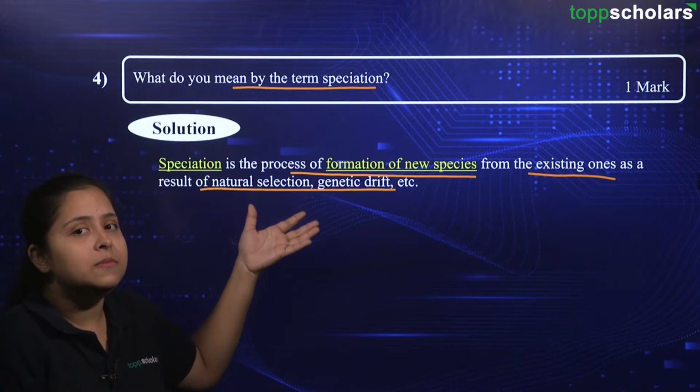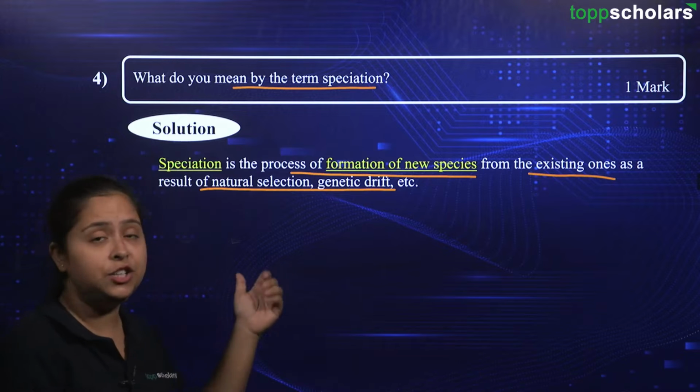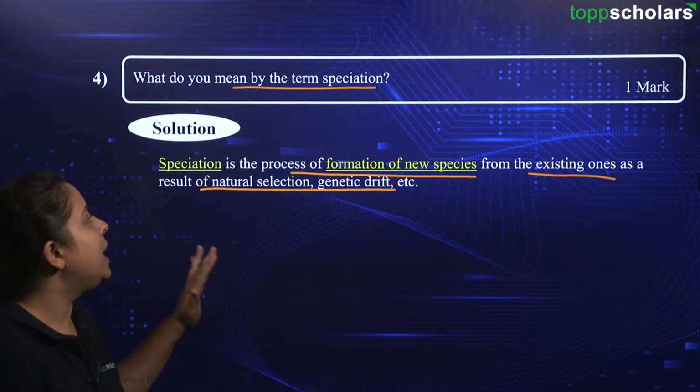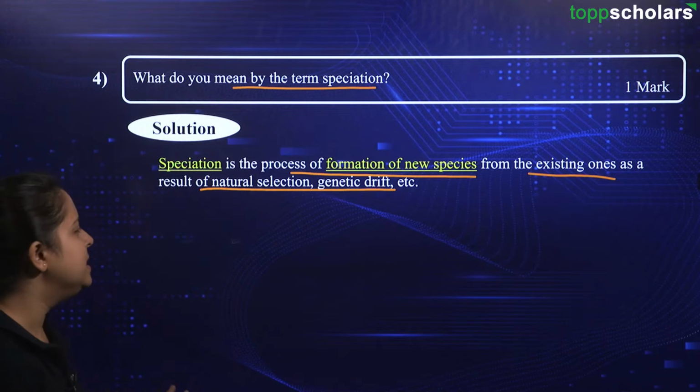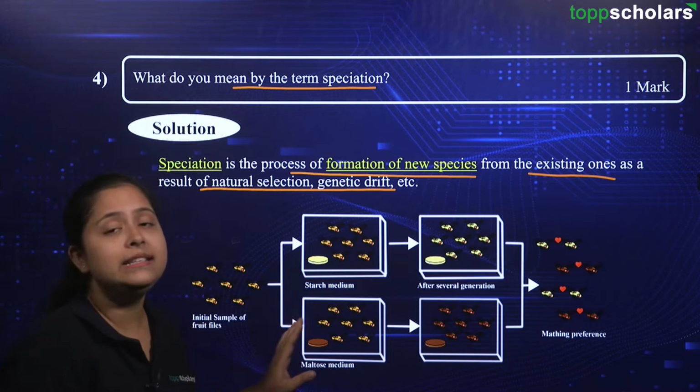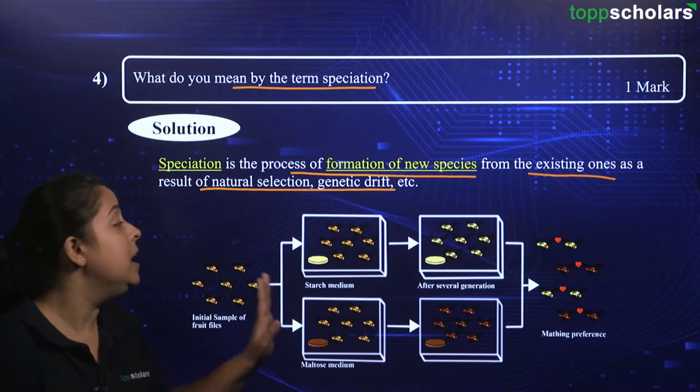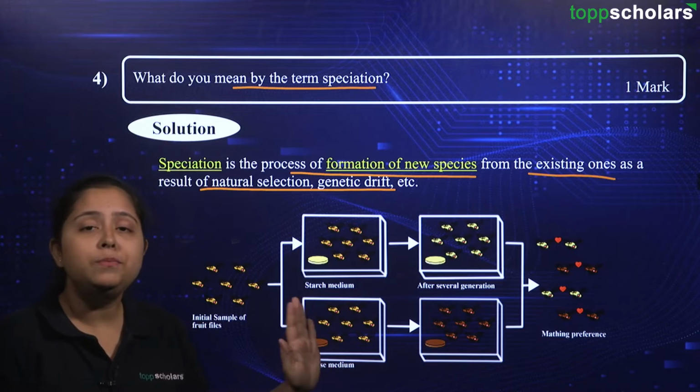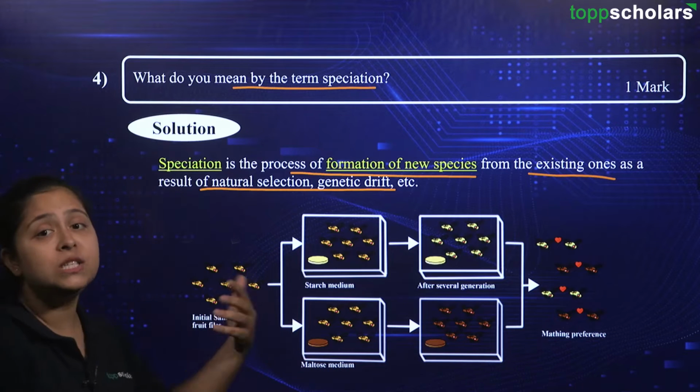Now here bigger terms are coming into the picture. What is natural selection? What is genetic drift? Let us try to understand this speciation using a simple diagram. Okay, this is just a general representation. This diagram is here to make you understand how new species could be formed.